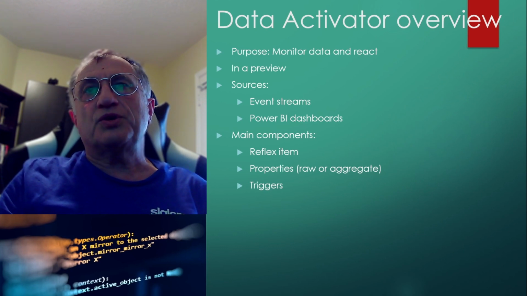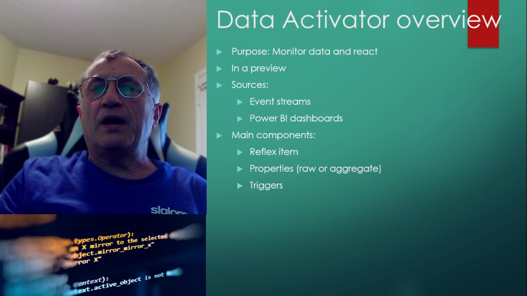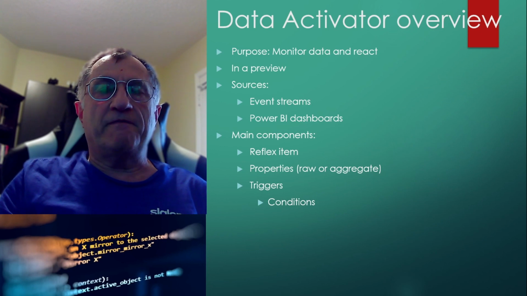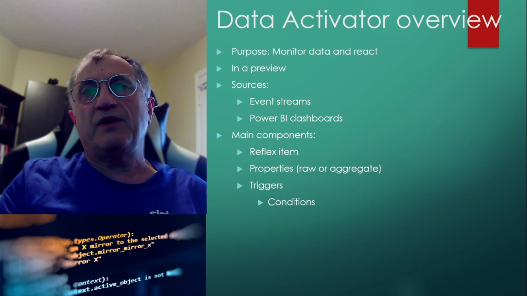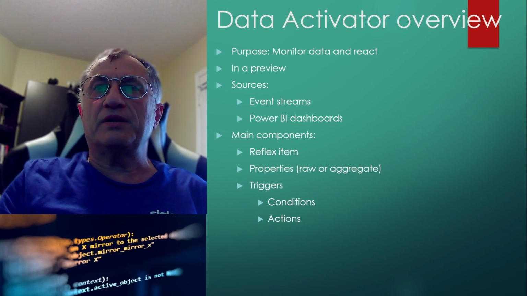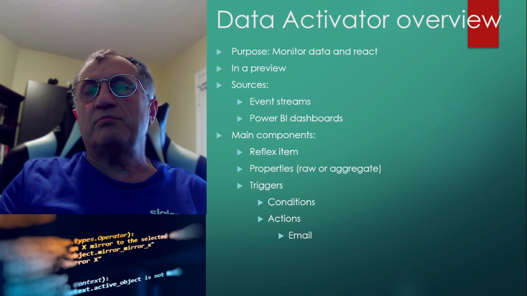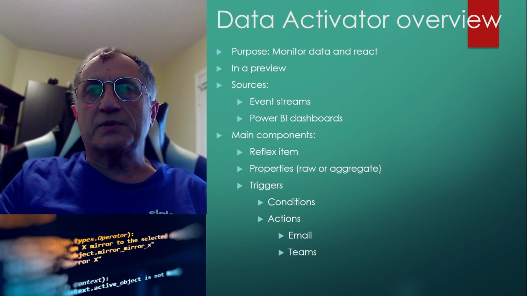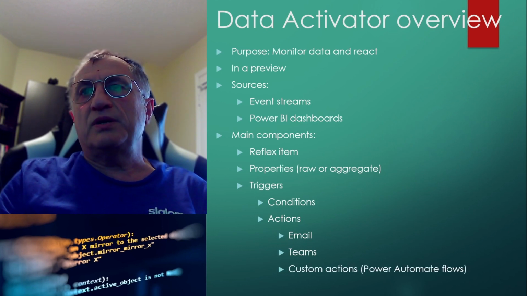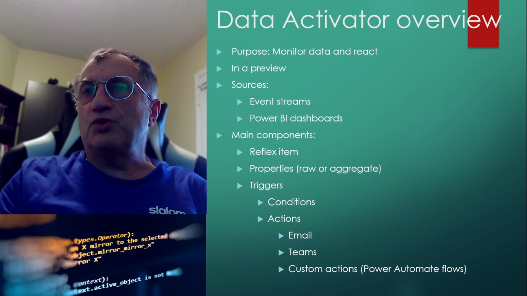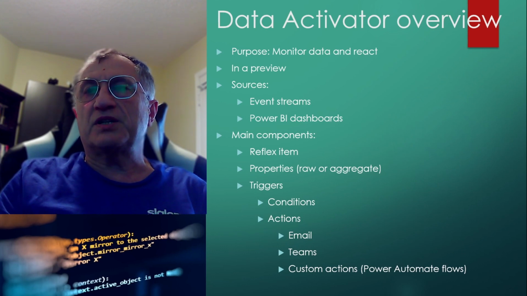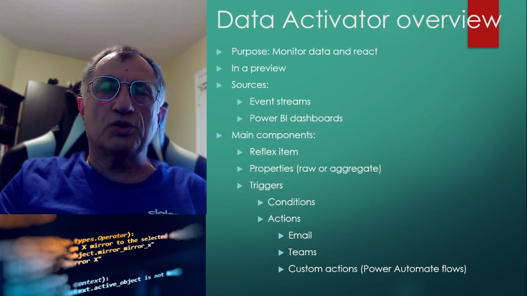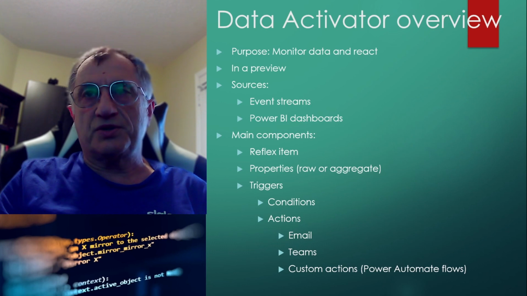Then within Reflex, you can also create triggers. And the triggers are based on conditions. So you have to decide when this trigger should fire. Then you have to create actions. So actions can be standard actions like notifications, like email or Teams. Actions can also be custom. With custom actions, you can create integration between Reflex and Power Automate flows, and that will open the door to a lot more connections and actions.